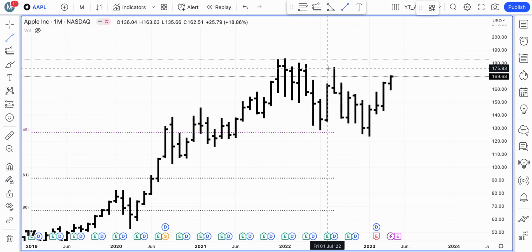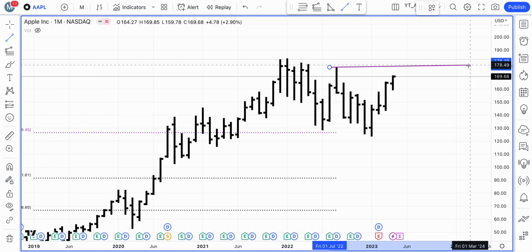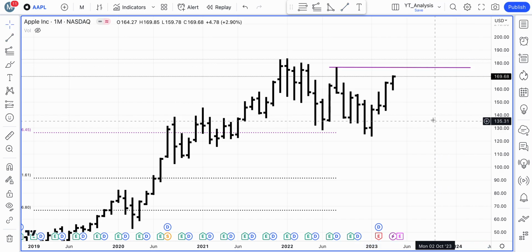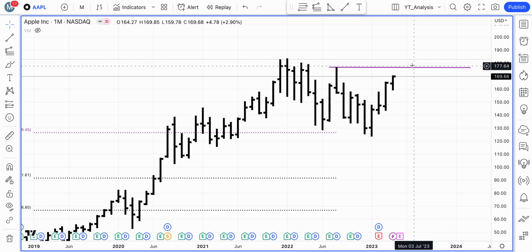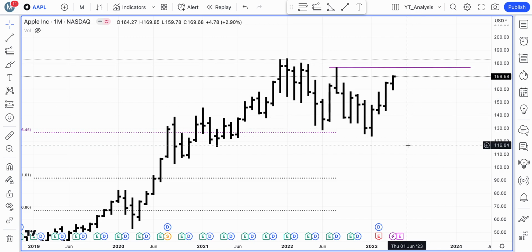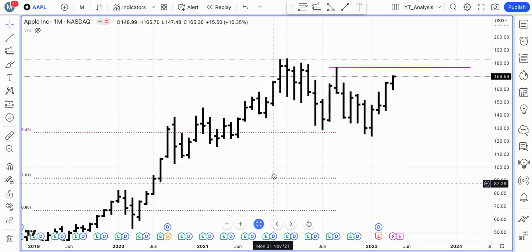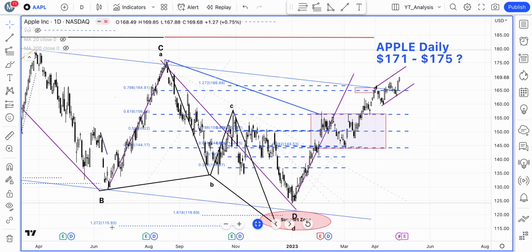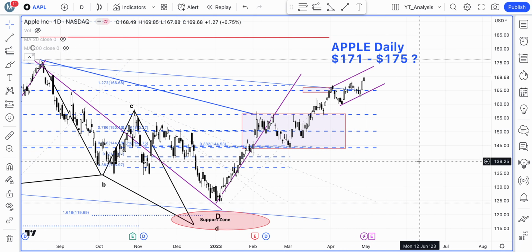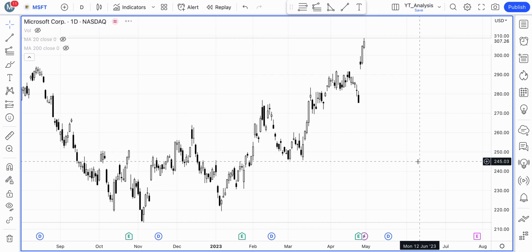Again, just from a structural perspective, here we go. If I just draw a line like this, that's the high of 1st of August 2022. Looks like the stock is just gonna go and challenge that, which comes around $176 per share level, which is in line with our ABCD pattern that we had a look at on the weekly chart. Okay, so let's move on to Microsoft.